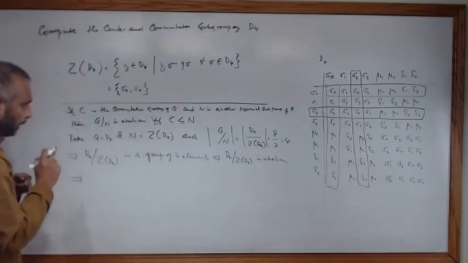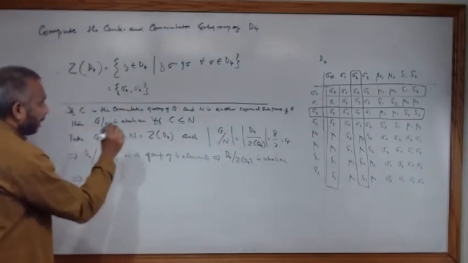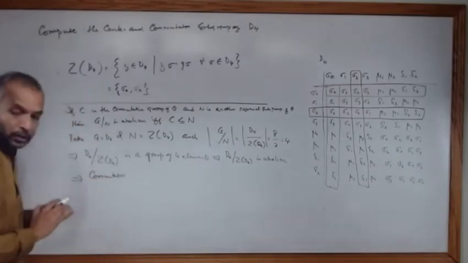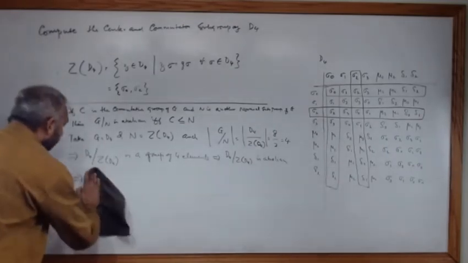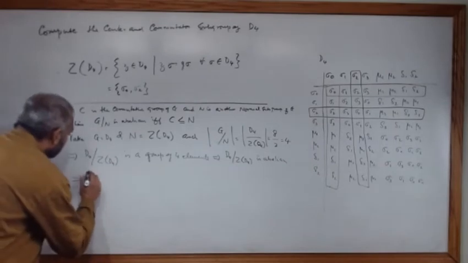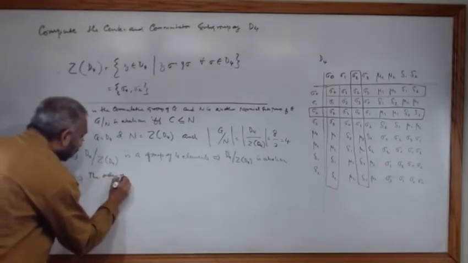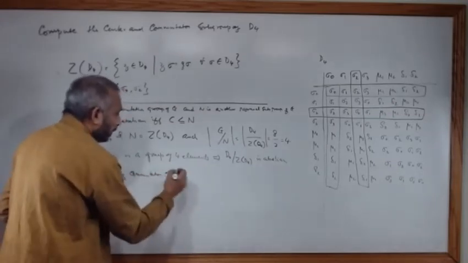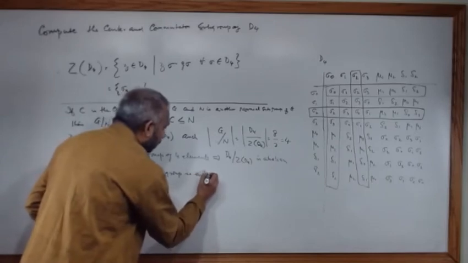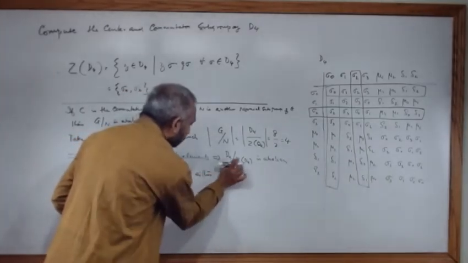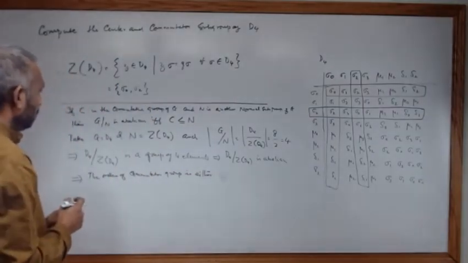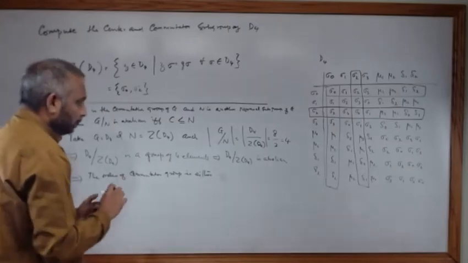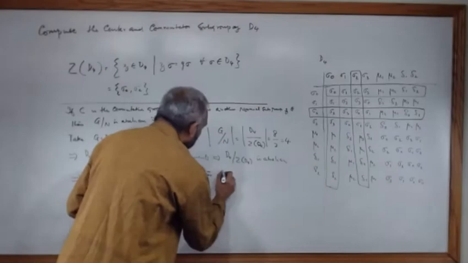So this implies the order of the commutator group is either 1 or 2.